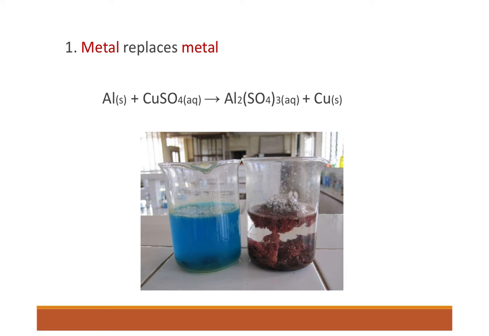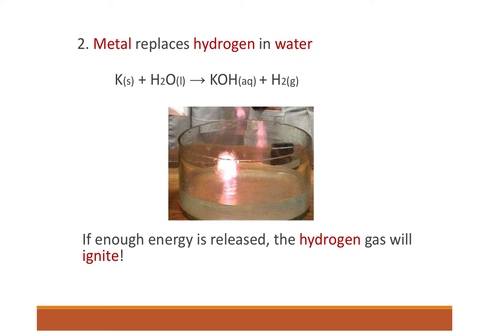In one type of single replacement reaction, a metal replaces another metal. So in this reaction shown below, we have aluminum metal and copper sulfate, and we end up with aluminum sulfate and pure copper metal. So our pure metal on the reactant side is aluminum, and on the product side is copper.